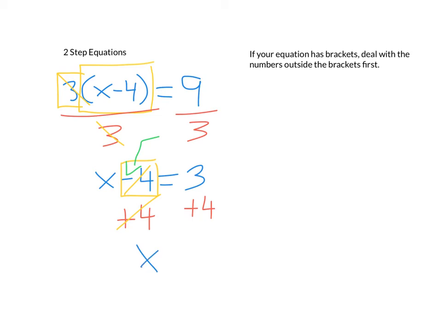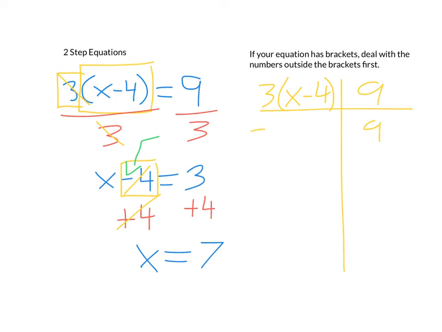So x is going to equal 3 plus 4, which is 7. We'll do our left side, right side check. So we've got 3 times x minus 4, and on the other side we have our 9. Okay? So we're going to do 3 multiplied by our value of x, which is 7, minus 4. 3 will be multiplied by 7 minus 4.